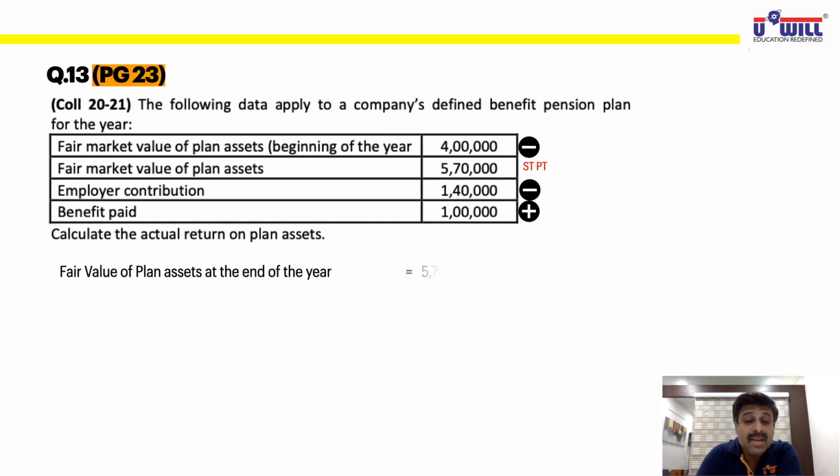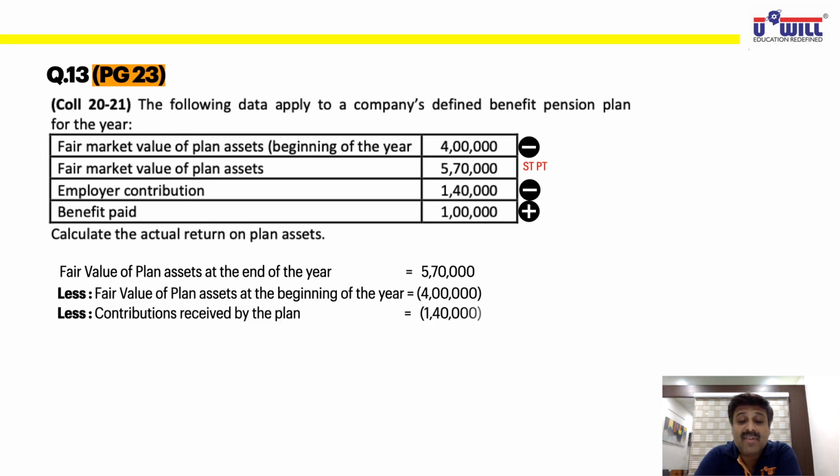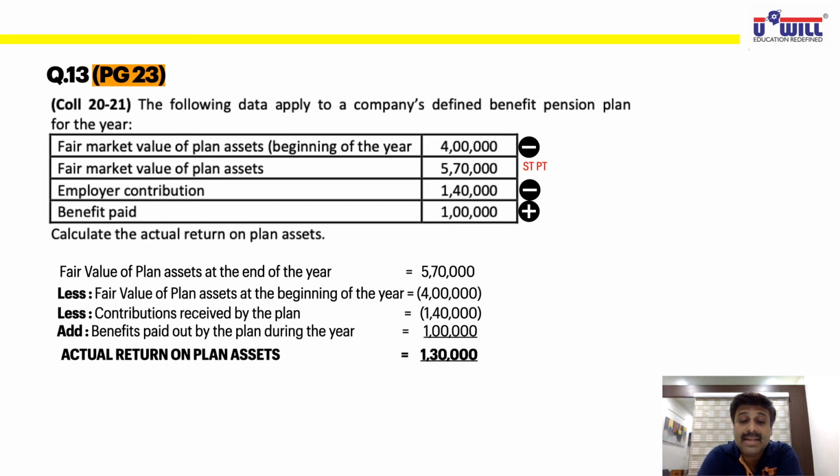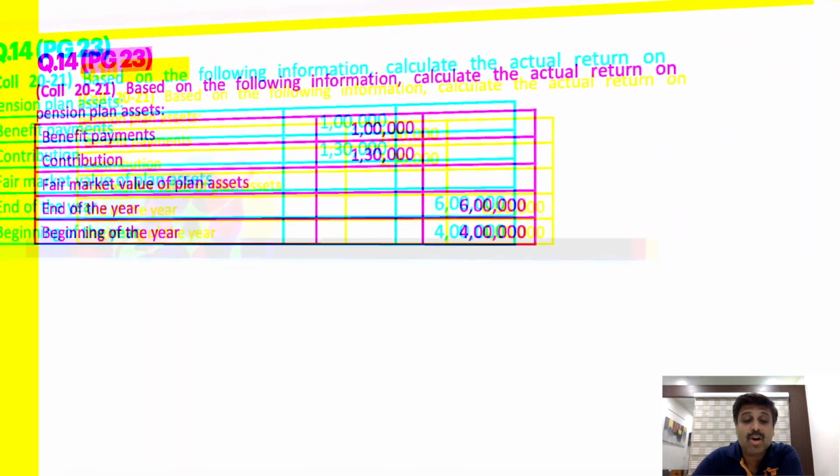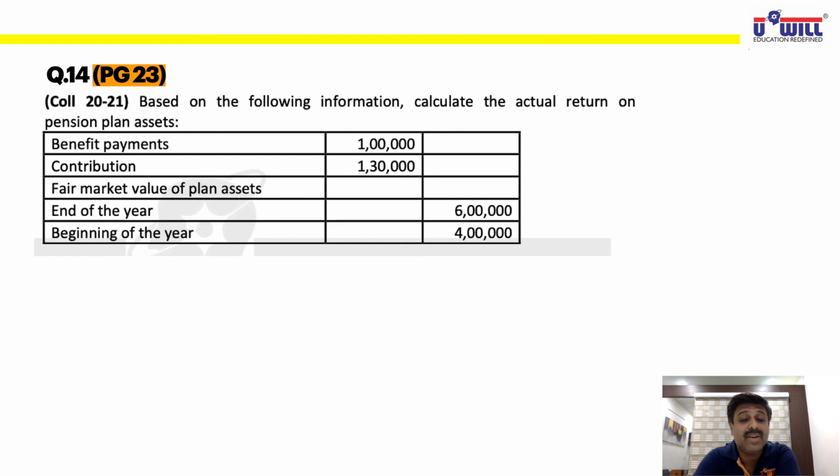Check your answers. Fair value of plan assets at the end of the year 5,70,000 minus at the beginning 4 lakhs minus contribution 1,40,000 plus benefits paid 1 lakh. So actual return on plan assets is 1,30,000. Same way, all of you solve question number 14 on page 23 on your own. Based on the following information, calculate the actual return on plan assets. Benefit payments we will plus. Benefit payment means that interest and dividend received we will plus.